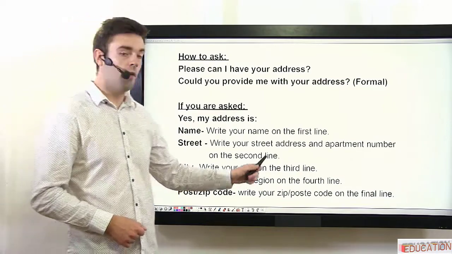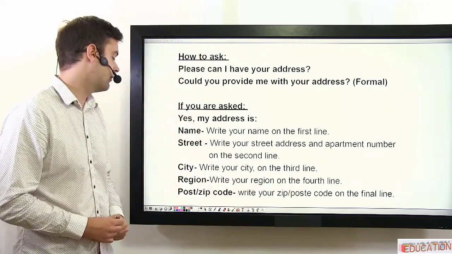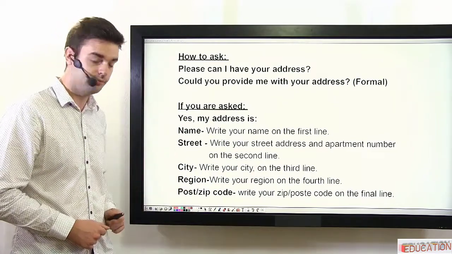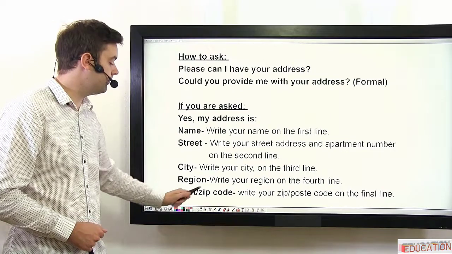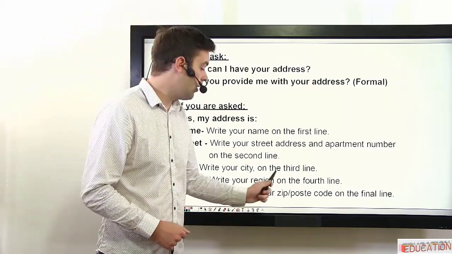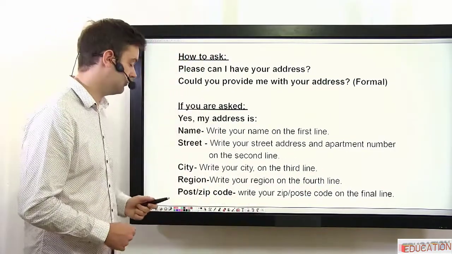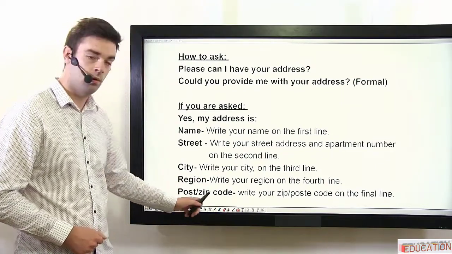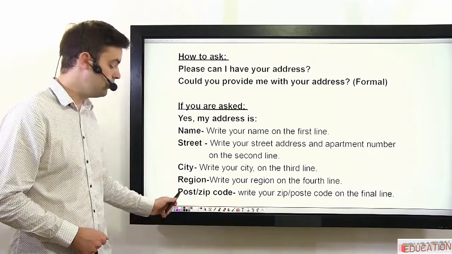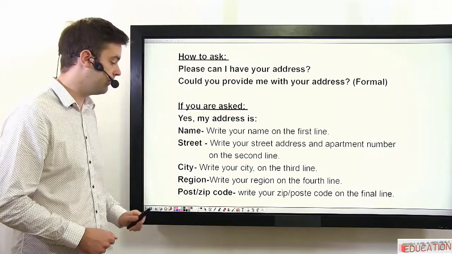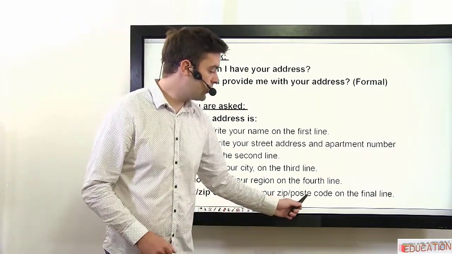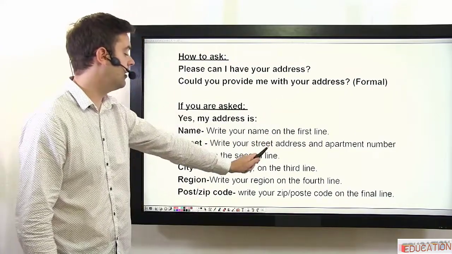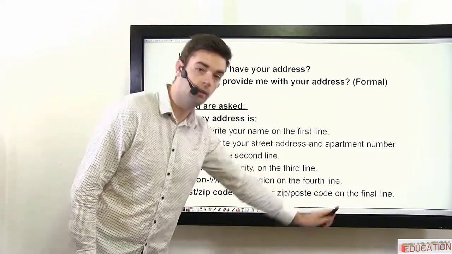You'd write your city on the third line. Then, you would write your region. Write your region on the fourth line. Finally, you would write your post or zip code. And you'd write your zip or postcode on the final line. So you have your first, second, third, fourth, and final line.